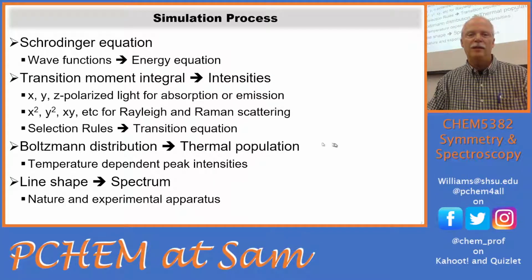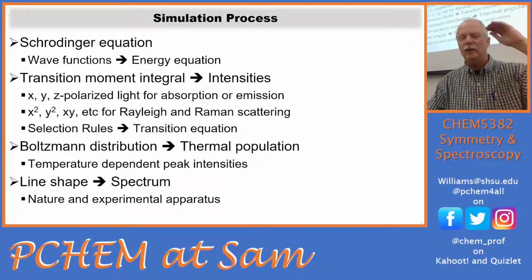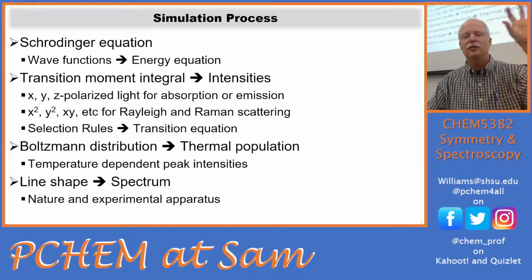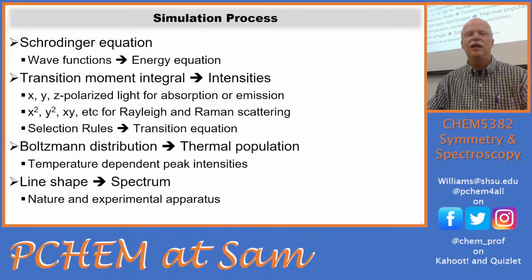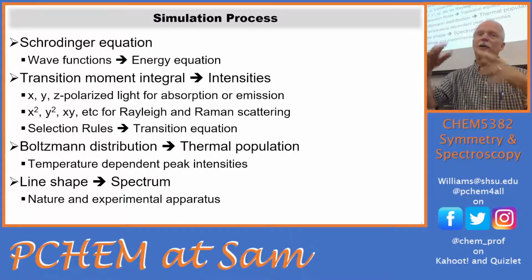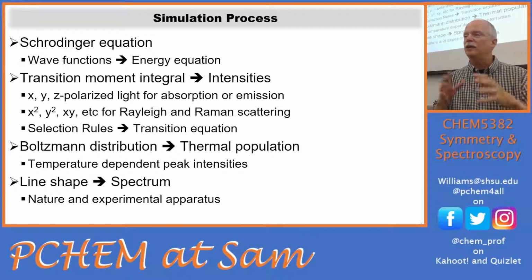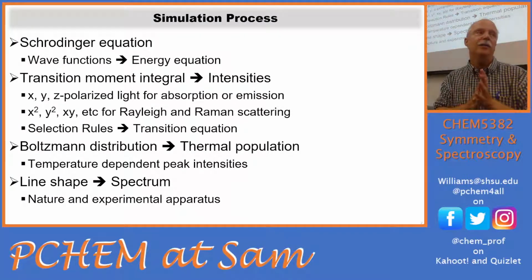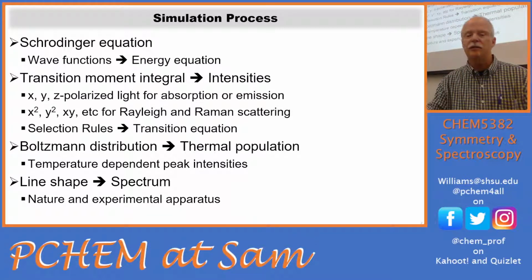So this simulation process, we've talked about it before, but I've got it lined out here in outline form. You have the Schrodinger equation, the wave functions, the energy equation. Then you calculate the transition integrals, whether it be a transition dipole integral for absorption and emission, or some sort of polarization integral, x squared, y squared, xz, for Rayleigh and Raman scattering. That gives you your selection rules, and you can calculate your transition equation. Then you can take into account the Boltzmann distribution to calculate the thermal population of your energy levels. And then the last piece, the important piece for today, is the line shape. So we're going to talk about the line shape functions today.